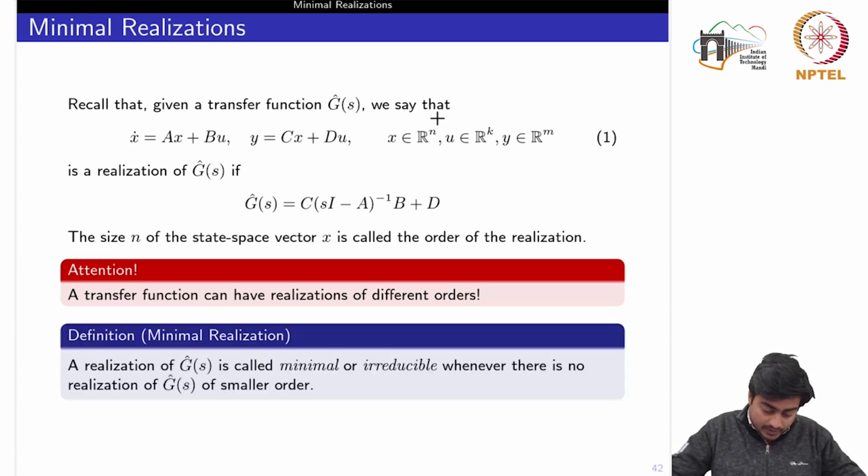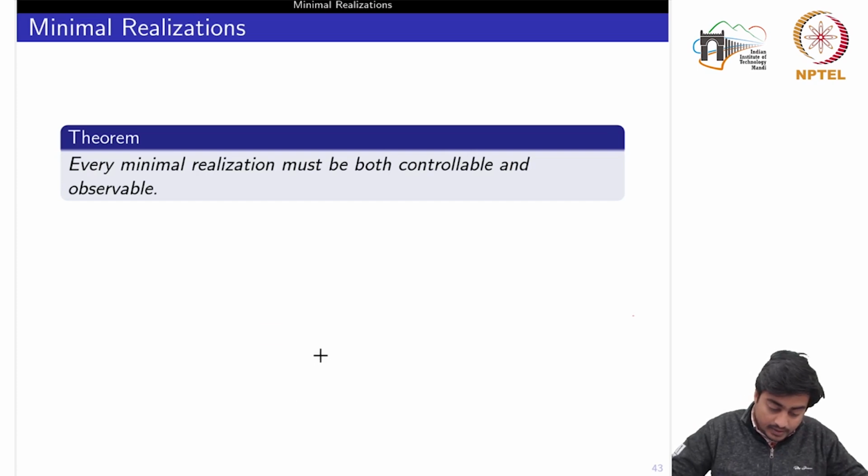So first of all, we define what we mean by the minimal realization. A realization of g hat of s is called minimal or irreducible whenever there is no realization of g hat of s of smaller order. Okay, so this is one of the key results: every minimal realization must be both controllable and observable, right?